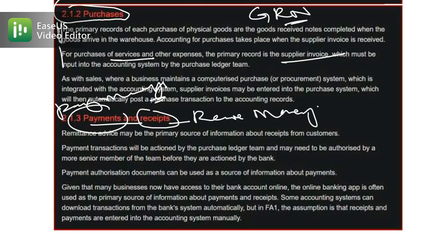By receipt we mean incoming money. So when a customer pays us, the most common document we get is a remittance advice. It is basically a note from the customer saying here's the payment we have made, and here is what it is for. So it helps us match the payment to the correct invoice.